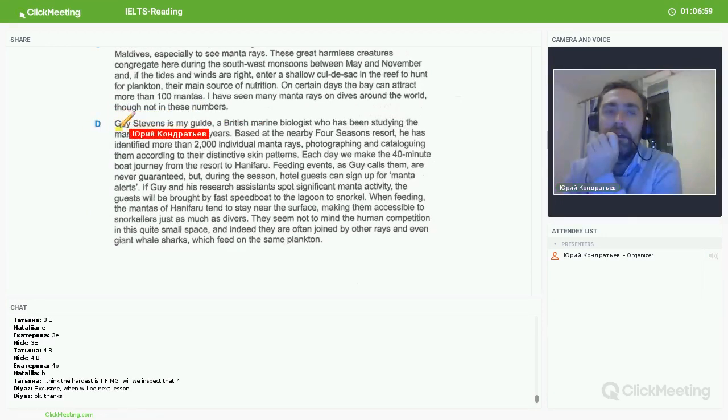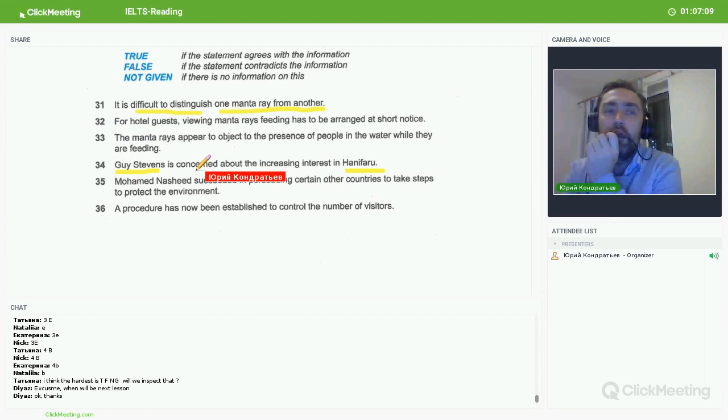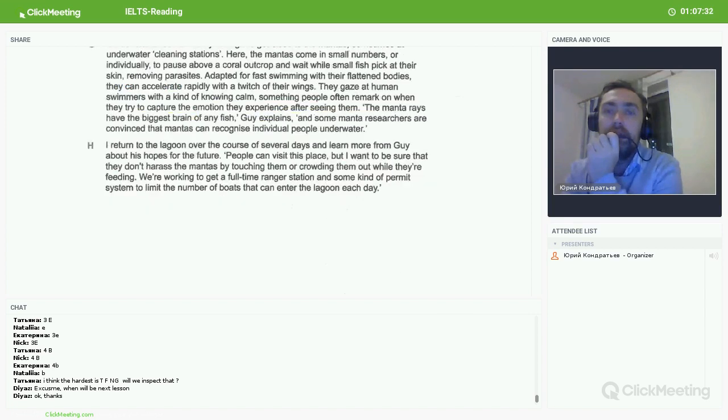So here is Guy Stevens, and here is Hanifaru. So you know that this will be number 34. It means that numbers 32 and 33 will be before, and numbers 35 and 36 are going to be after that. So you'll be able to save your time. You will not have to read the whole text. But anyway, we're looking at number 31. It's difficult to distinguish one manta ray from another. And that's what we need to find in the text.